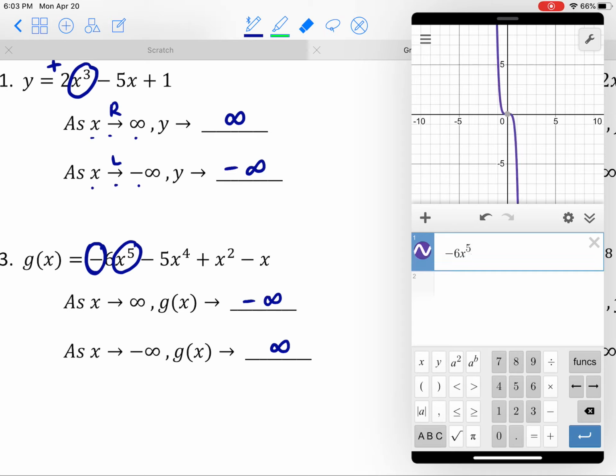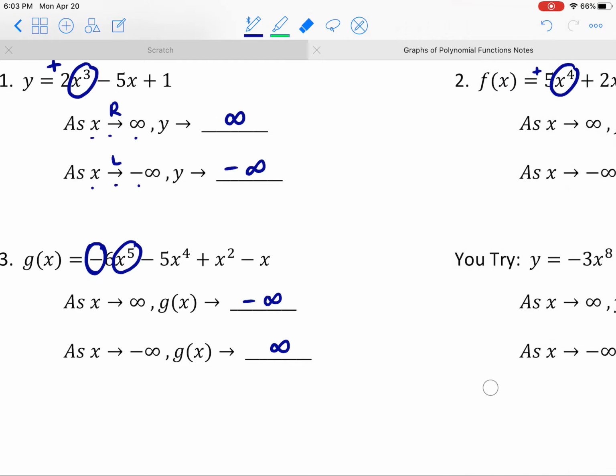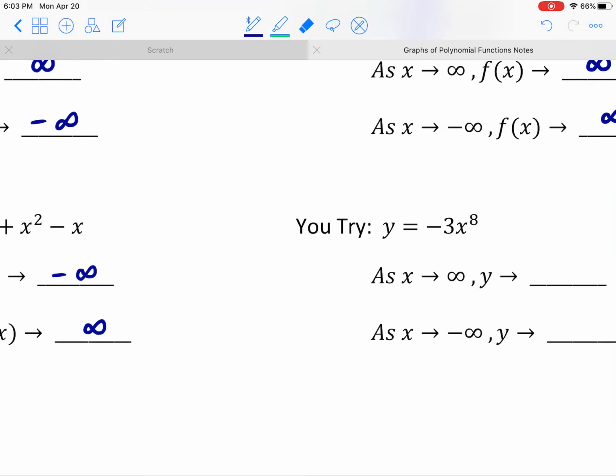And again, if you weren't sure, just put it in Desmos. Okay, just put the function in Desmos, so you're going to see it. Negative 6x to the 5th minus 5x to the 4th plus x squared minus x. And there it is. As we follow the right end of the graph, it's going down. Follow the left end of the graph, it's going up.